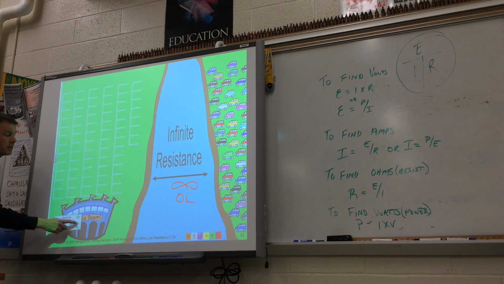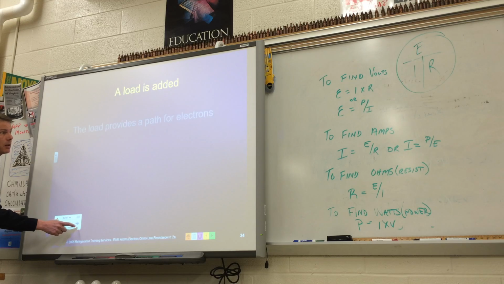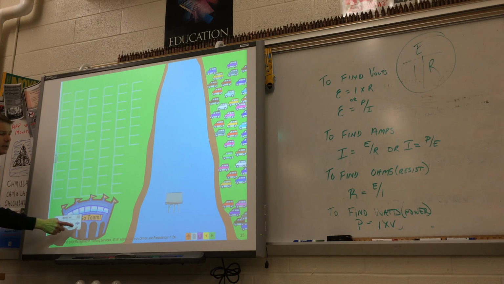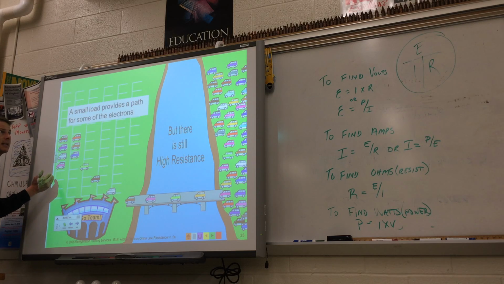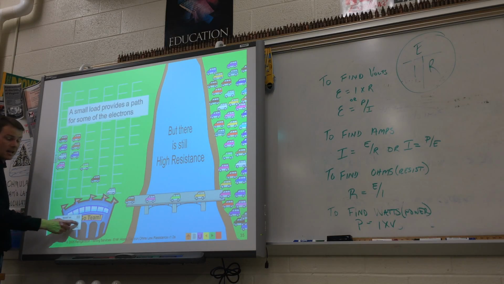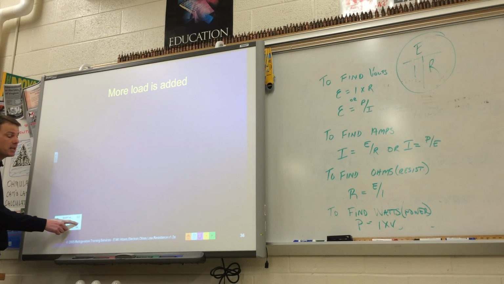So what are we going to do? We're going to add a load. And the load is just a small path for the electrons to flow through. Could be like our light bulb. So boom, we get a little load in there. Now we can get the electrons to move from one side to the other. And if I wanted more current flow, what could I do to the load? Add another bridge, add another load. Yes, or increase the load.